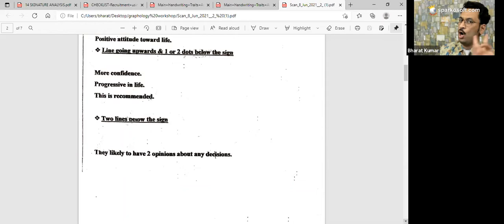So two lines are not supposed to be good. It is always about multiple opinions.